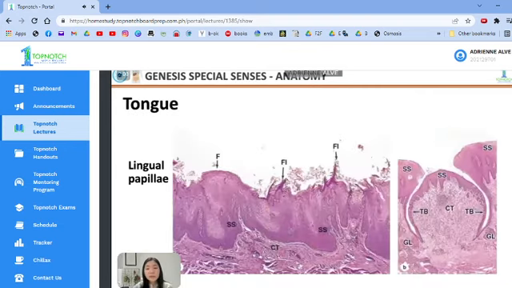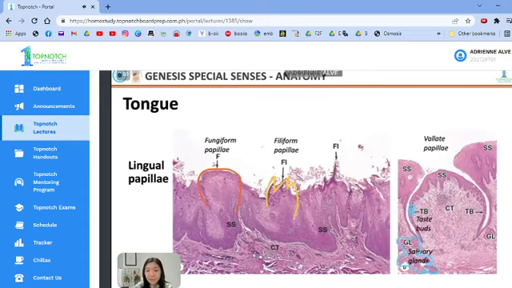On histopathology, it looks like this, showing pointy filiform and the more mushroom-shaped fungiform papillae. Both have stratified squamous epithelium. And you have a single very large vallate papilla with many taste buds around the sides and several small salivary glands emptying into the cleft, or the moat. So this is the cleft.